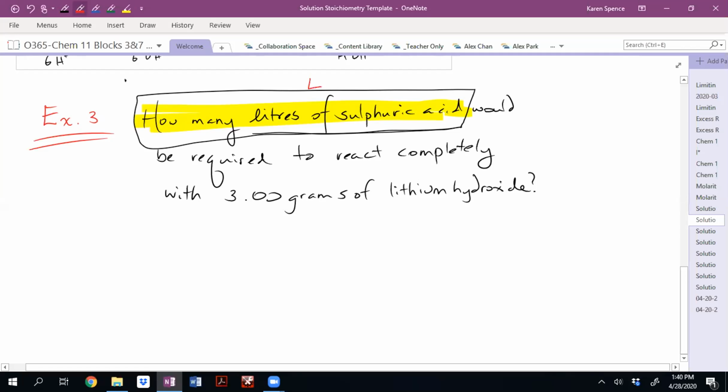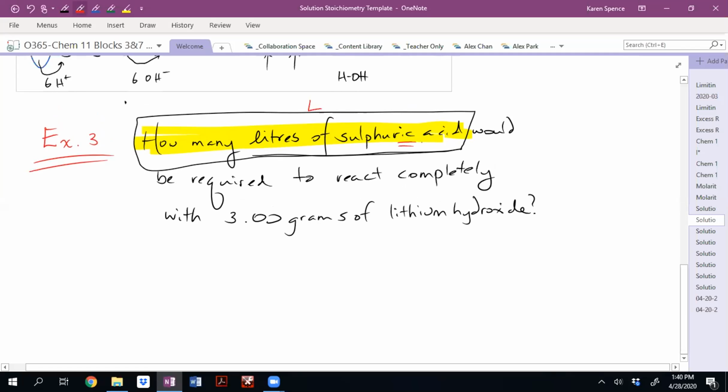Sulfuric acid. Do you remember if you have an ic acid, that goes with what kind of an ion? Ic acids, those go with ate. I ate something icky, yes. Okay, so that would be sulfate, and sulfate is SO4 2 minus, and that means that our formula is going to be H2SO4.